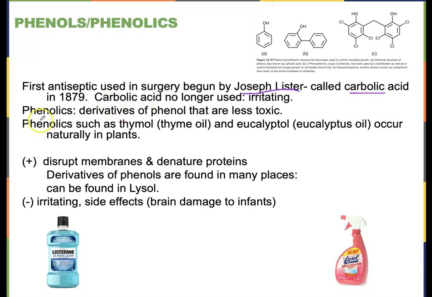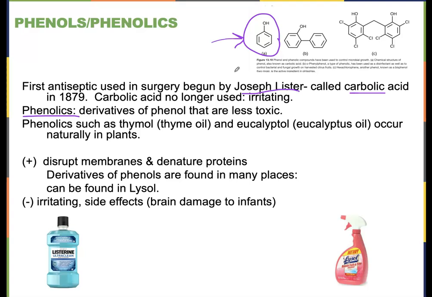So instead of carbolic acid, they have phenolics. These are derivatives of carbolic acid, or derivatives of phenol, that are less toxic. So they look the same. If you take a look at the chemical nature of what a phenol is, this is a phenol. It is a benzene ring with an alcohol group. And if you look, here's one. They're just different because they have different components to them, but that core part is there. That's why they're in this category.